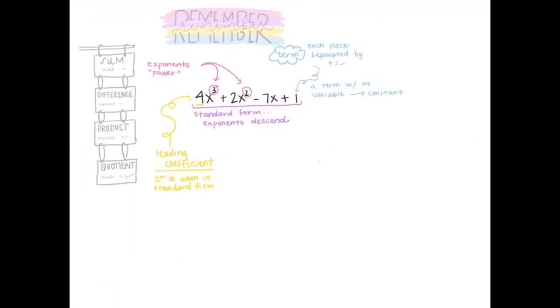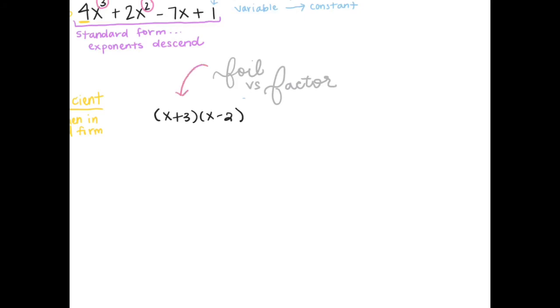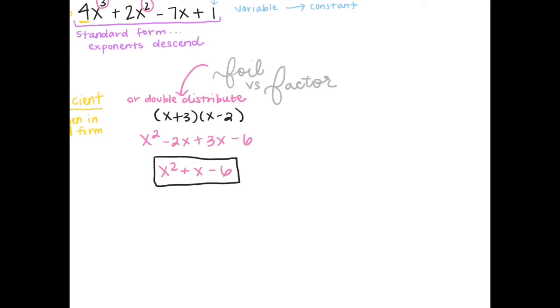Now, we do have a couple special polynomials that you're going to see a lot in class. In fact, there are 3: binomial, trinomial, and polynomial. Okay? Now, let's talk about some things that students confuse. First one, FOIL versus factor. When you are foiling, you are multiplying, and some teachers call this double distribute. So I would do x squared minus 2x plus 3x minus 6 and combine in the center. We also have factor. That's when we go backwards.